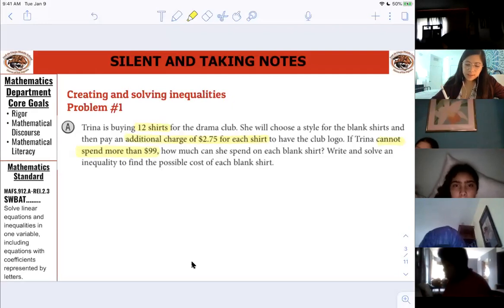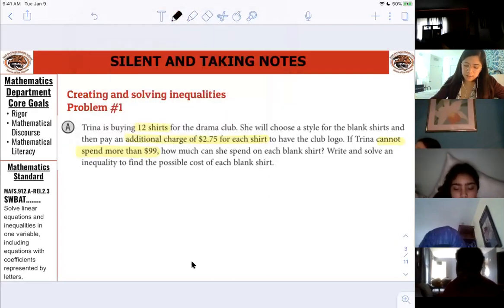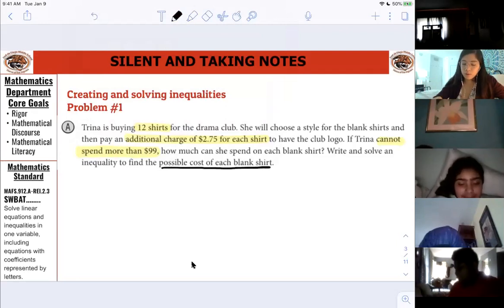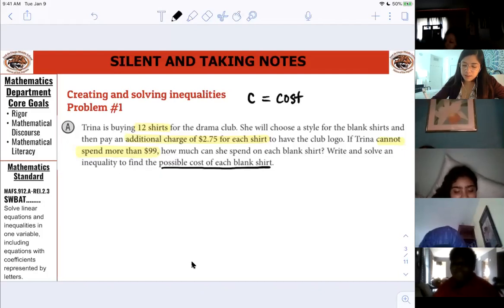Okay. What do I not know? What am I looking for? The possible cost of each blank shirt. Okay. So what I don't know is the cost of each shirt. That's how I know that's going to be my variable. My variable is whatever I don't know. Since I don't know the cost, I can make that my variable. So I'm going to put it C. C is the cost for one shirt.